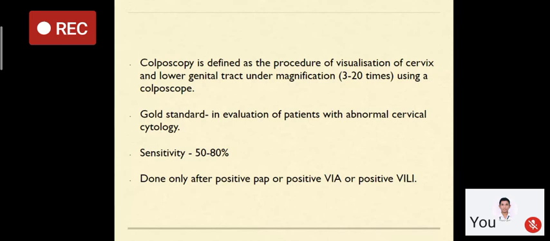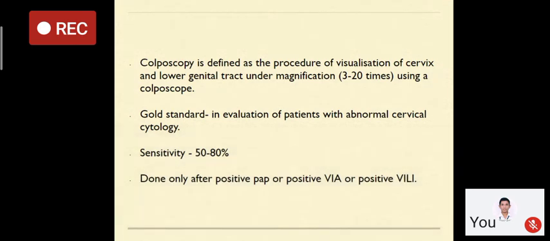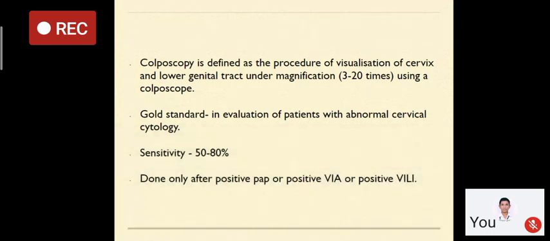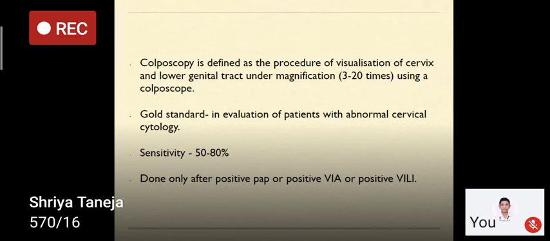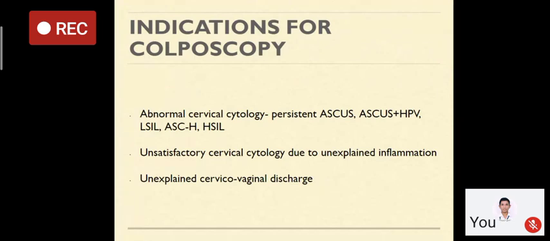Colposcopy, again, is another method of screening for cervical cancer. It is defined as a procedure of visualization of the cervix and lower genital tract under magnification. So magnification is only a magnification of what we see with the naked eye. It magnifies the cervix by 3 to 10, 20 times, and it is the gold standard in evaluation of patients with abnormal cervical cytology, and the sensitivity is 50 to 80%. It is done only after positive PAP or positive VIA or VILI results. Okay, so it is just a magnified view of the normal cervix, whatever is seen by the naked eye.